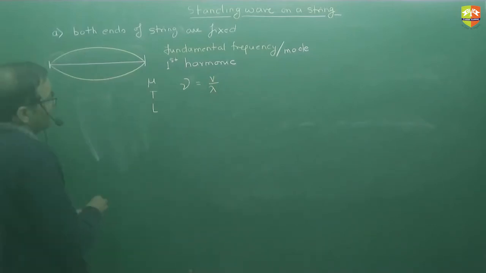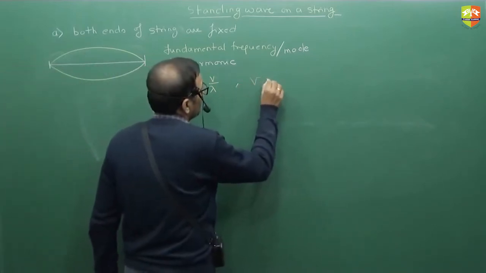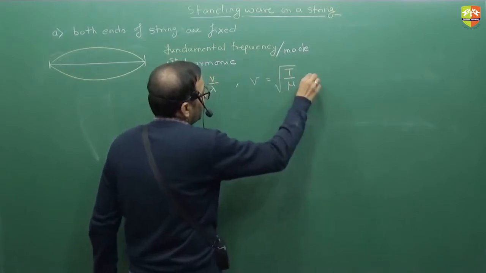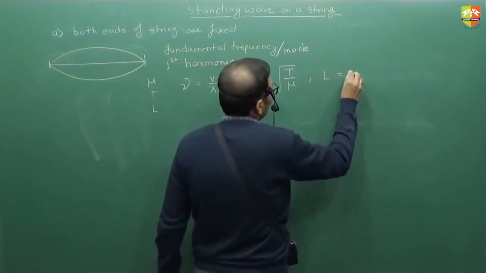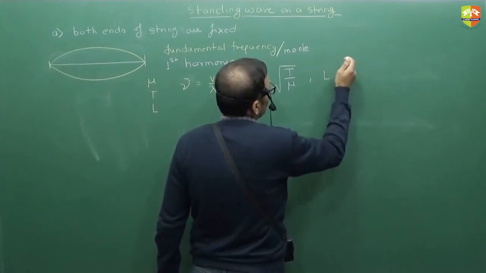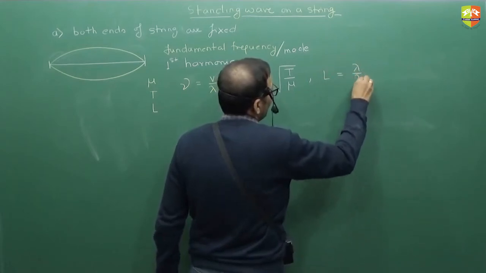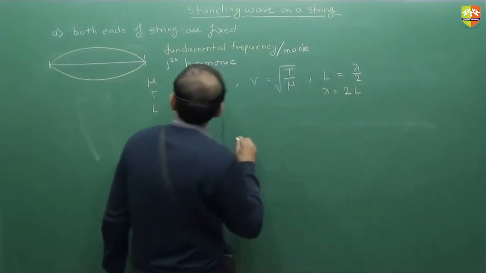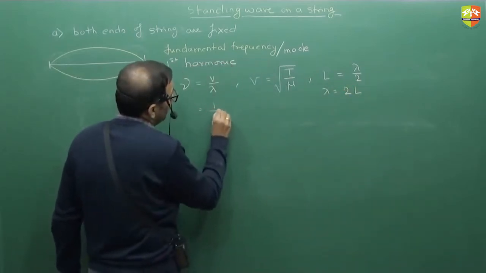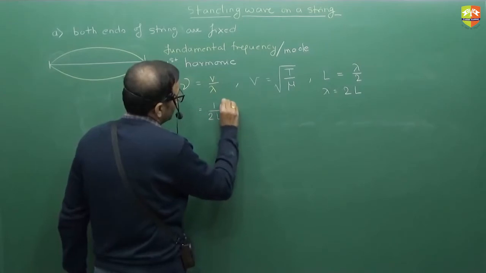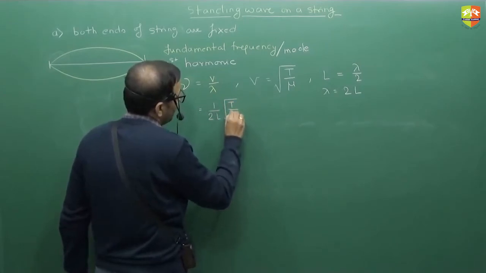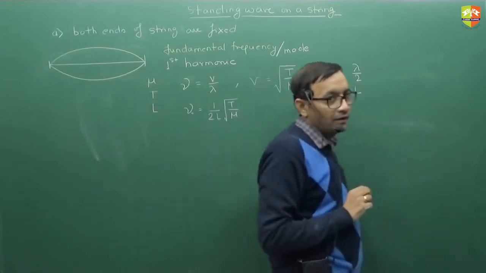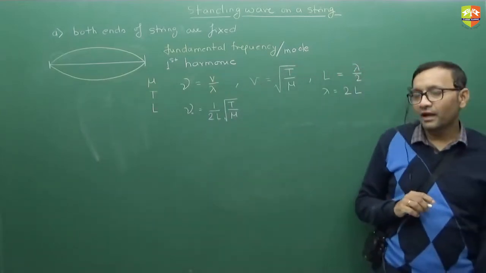All of you do it. Velocity how much? Under root T by mu. And the length is equal to how much? L is lambda by 2, so lambda is 2L. So the frequency is 1 by 2L times root of T by mu. This is the fundamental frequency. This is also called the first harmonic frequency.